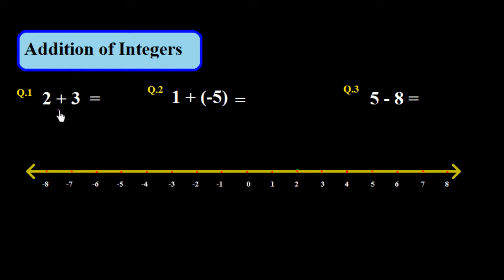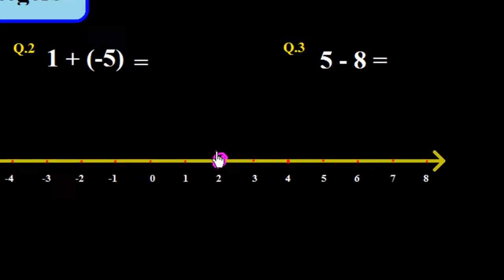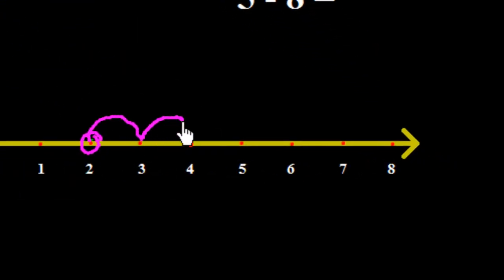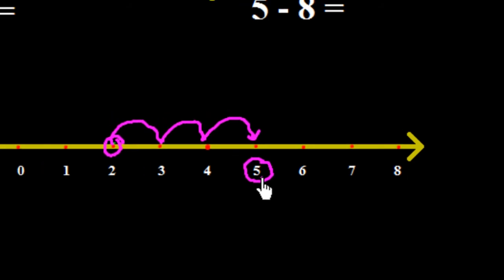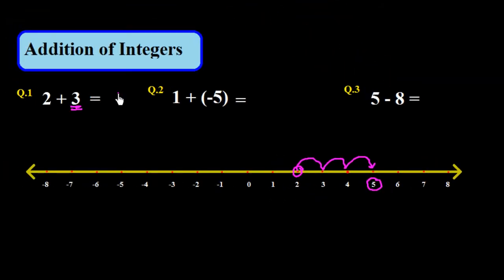So first question you see here, 2 plus 3, we have to find out how much. First of all we put down 2 here. Now because it is the operation of addition, we have to move 3 steps to the right side. So it is 1, 2 and 3. So we have got 5 here. So this would be the answer. 2 plus 3 is equal to 5.